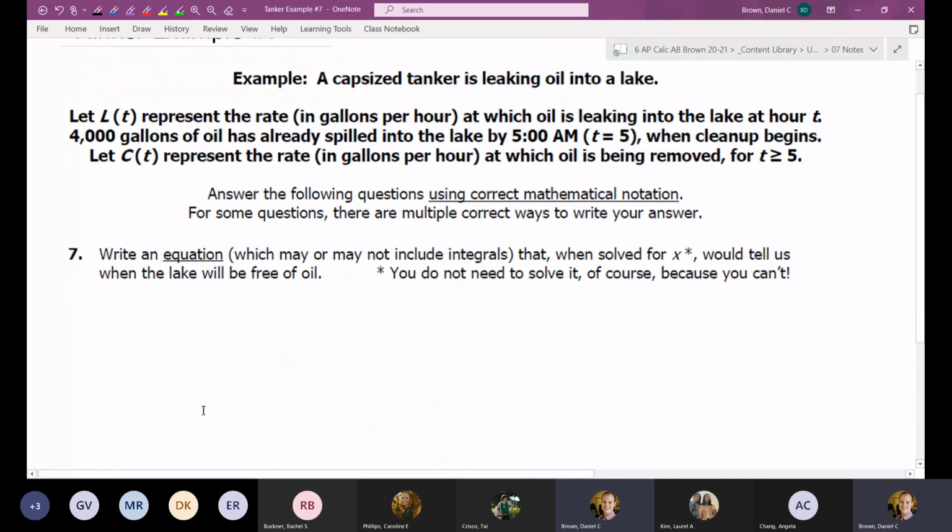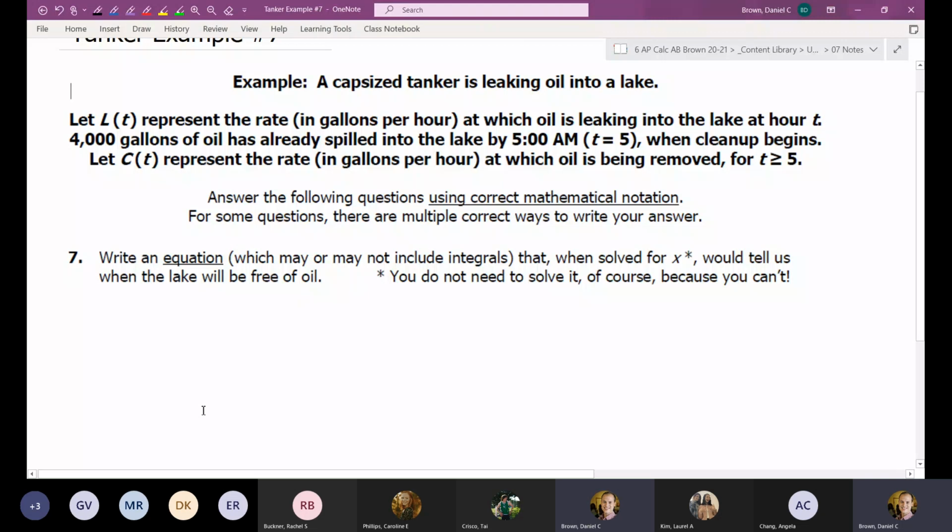Number 7. I wrote this question because it's a common question we see on the AP exam. Definitely have one like this on your quiz next week. I have: write an equation. If we see write the equation, we know there better be an equal sign somewhere in the expression that you write, which may or may not include integrals, that when solved for x would tell us when the lake would be free of oil. We're not going to have to solve this one, and oftentimes you don't have to solve it, you just have to set it up. But we do want to write an equation that if you were to solve it, that x would represent when there's no more oil left in the lake.